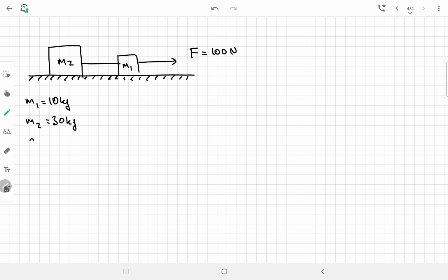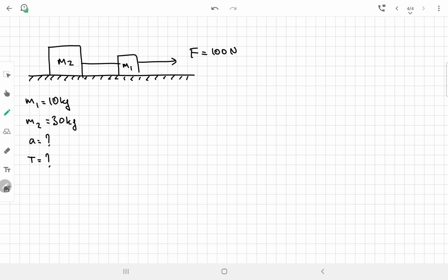We need to find acceleration, for example, and the tension. Tension is the force on the rope, basically. And we use the special symbol T because of tension. It's coming from the word tension. It's a force, basically. How can we solve this kind of example? I agree that this is a simple example, but we need to practice the method of how to solve it. And it's better to consider each object separately. So basically we need to draw a free body diagram for each one.